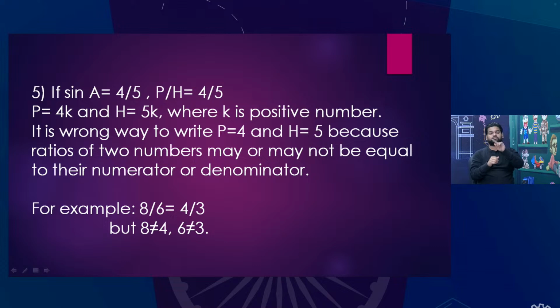Okay. Fifth one, last one to remember, if sin A is equal to 4 upon 5, P upon H is equal to 4 upon 5. Okay. P is equal to 4k and H is equal to 5k, where k is a positive number. It is wrong way to write P is equal to 4 and H is equal to 5, because ratios of two numbers may or may not be equal to their numerator or denominator, children. Okay. For example, let us see, 8 upon 6 is obviously equal to 4 upon 3, Kusumji, right? But you see 8 is not equal to 4 and 6 is not equal to 3. Okay, I hope you have understood these points. You must understand them so that you understand trigonometry in a better way, right?